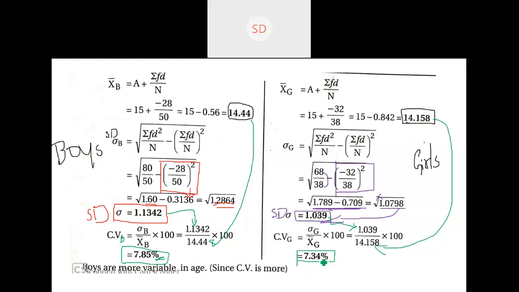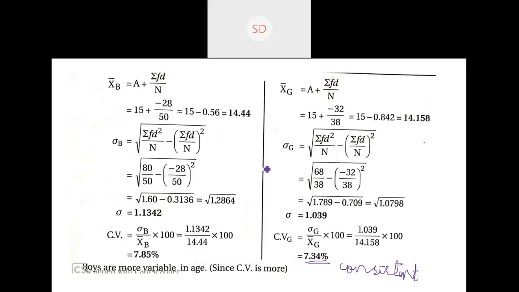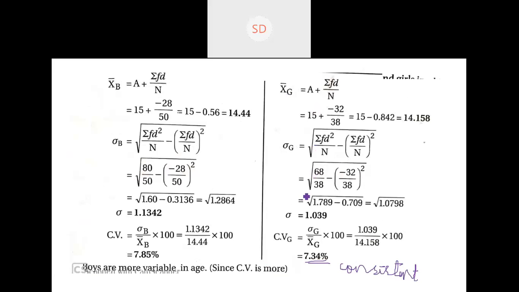We are saying that the age of girls is more consistent when compared to boys. But what is the question they are asking us? They are asking us to find which of the two groups is more variable, which has more difference. So always more CV has more difference. That is why boys are more variable in age, because the coefficient of variation is more.